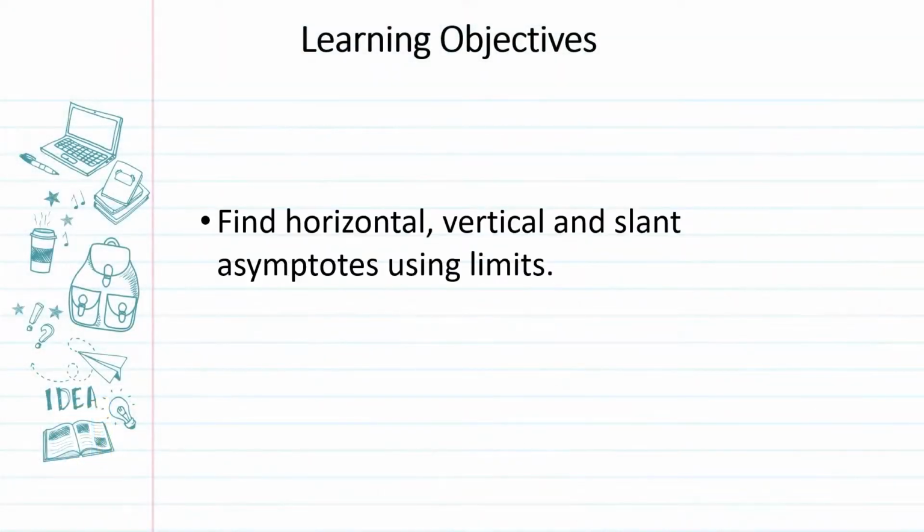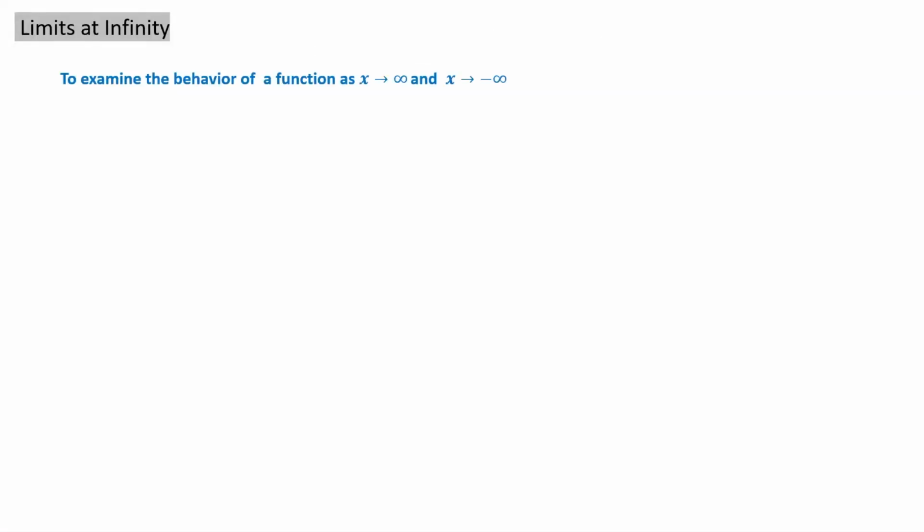By the end of this lesson, you should be able to find horizontal, vertical, and slant asymptotes using limits. So let's start here by examining the behavior of the simplest rational function, 1 over x.